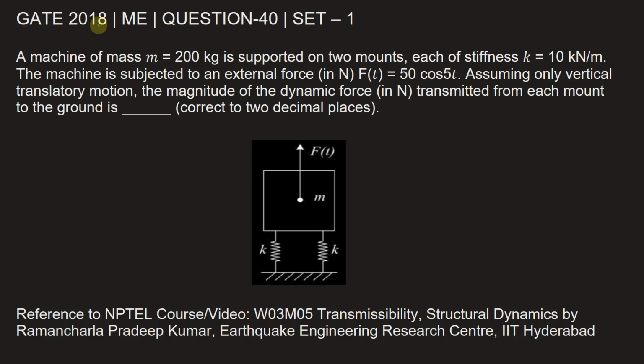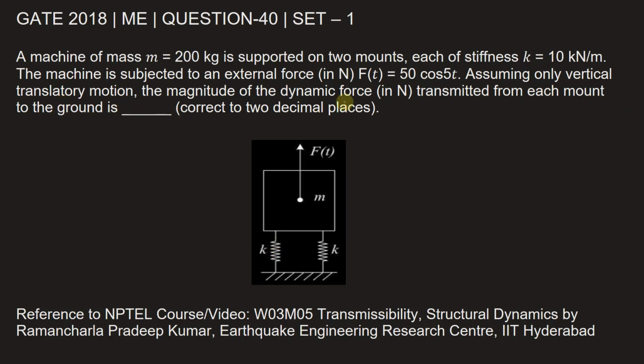This question is from GATE 2018, Mechanical Engineering Paper Set 1, question number 40. A machine of mass m equal to 200 kg is supported on two mounts, each of stiffness 10 kN per meter. The machine is subjected to an external force in Newton, F(t) = 50 cos 5t. Assuming only vertical translatory motion, the magnitude of dynamic force in Newton transmitted from each mount to the ground is ____.